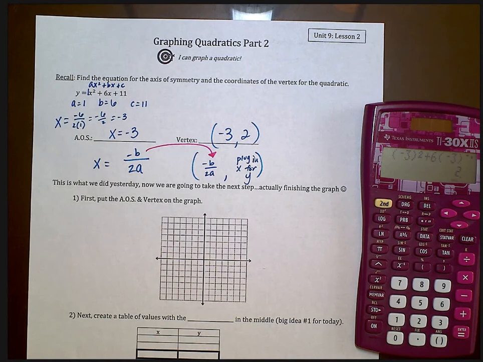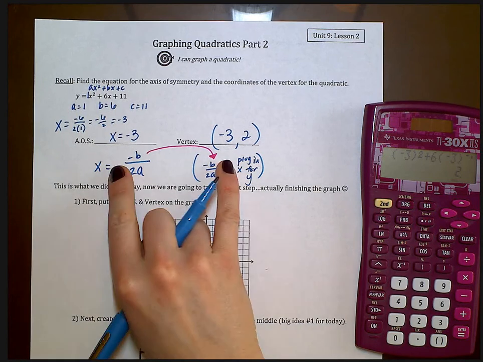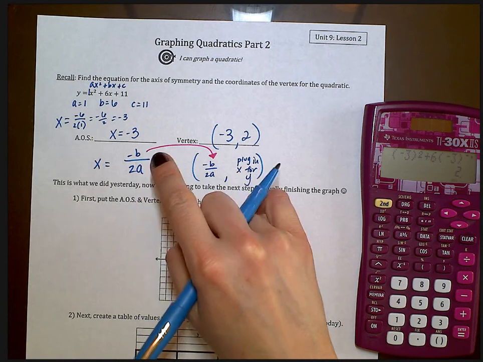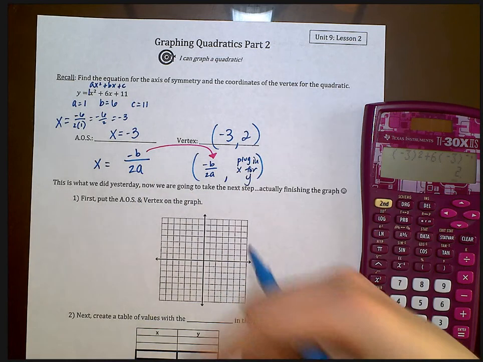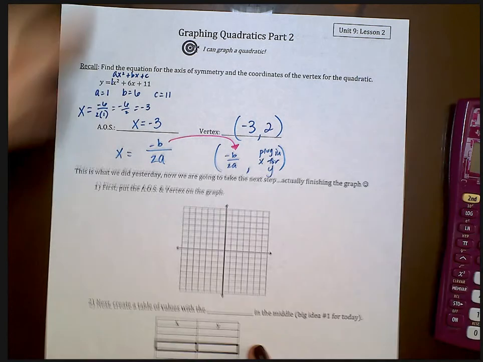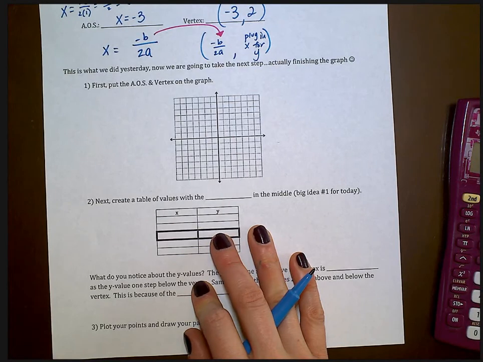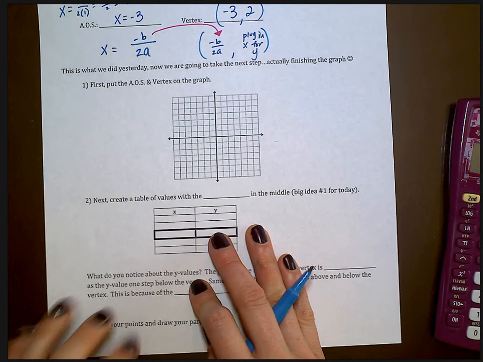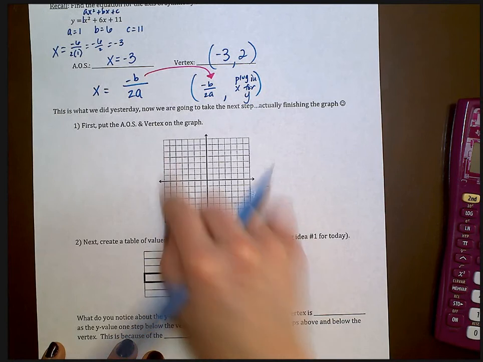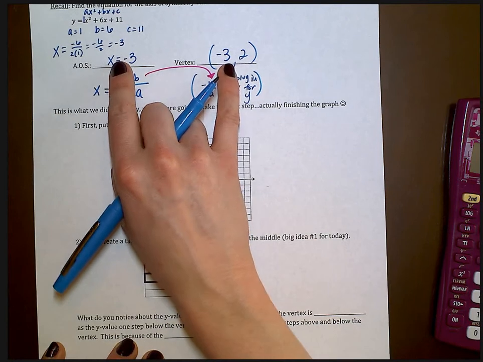Honestly, guys, that's the hard part out of the way. This is the complicated new part, I think, to comprehend. Today, finishing it is so much quicker than what we did last time, which is really nice. So let's take the next step then and actually finish, yay, graphing this thing. So the first thing is get my picture going. I want to get these two pieces of information on the graph.